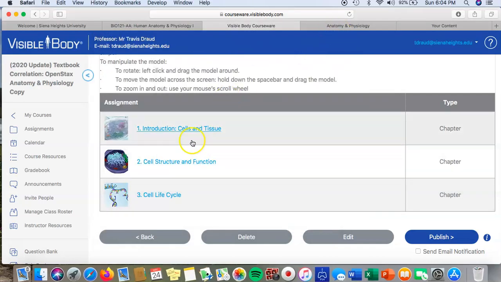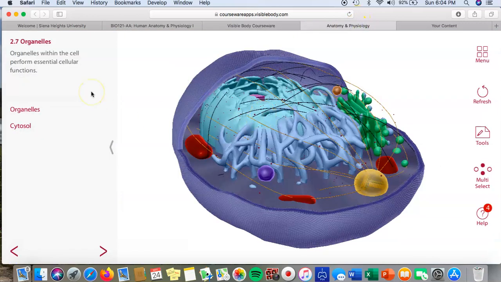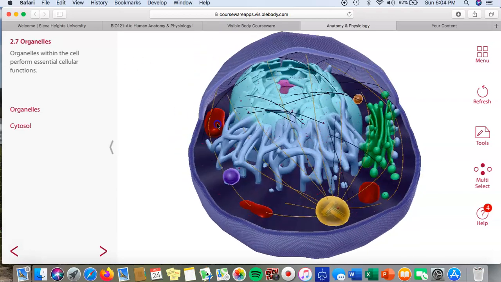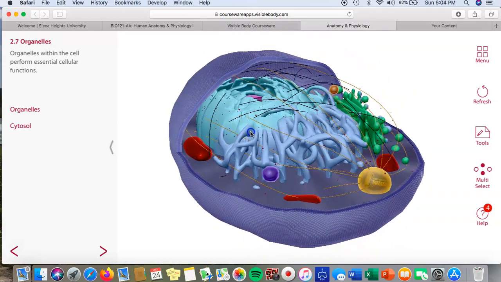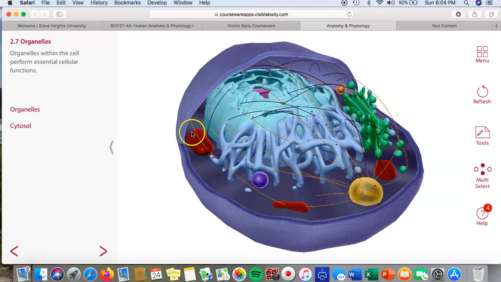So if I was to come in here to Visible Body and I wanted to look at something that's in the cell, I'm going to click on cell structure and function, and it would bring up this image. This is a 3D model of what a eukaryotic cell might look like, and it's really interesting because you can click on certain parts of it, it'll highlight it for you, and you can even click and scroll and look around this 3D model. It's really interesting, and I think it's going to be great to use for this lecture, especially instead of just looking at static pictures on the screen.